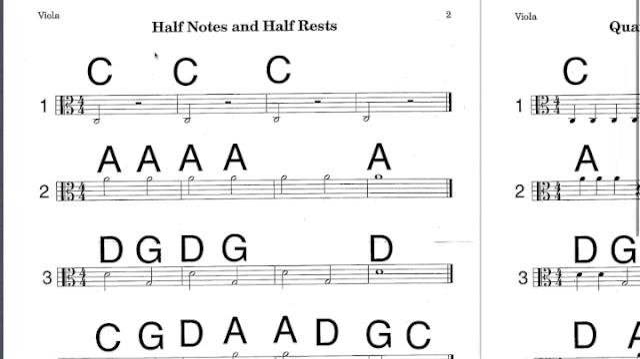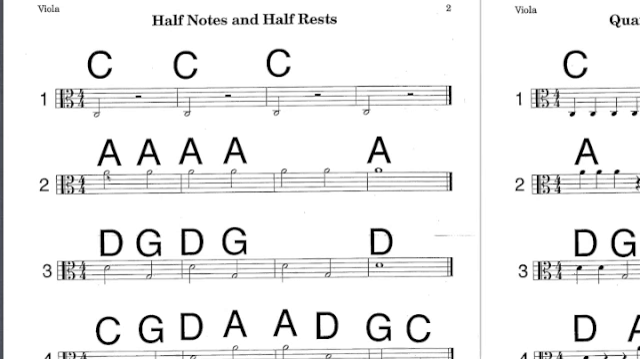Similar concept with the open strings, except now we're using half notes and half rests. Half note looks just like a whole note, except it has this stem on it. Still the open note head, but with a stem. Let's take, for example, exercise 2 here on page 2. You have these 3 measures of half notes ending with a whole note.